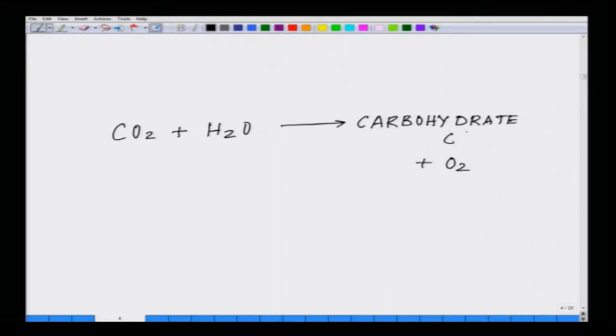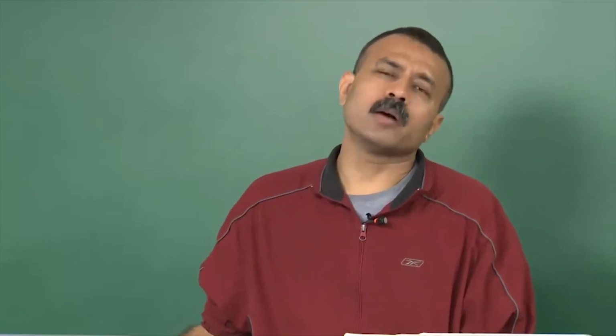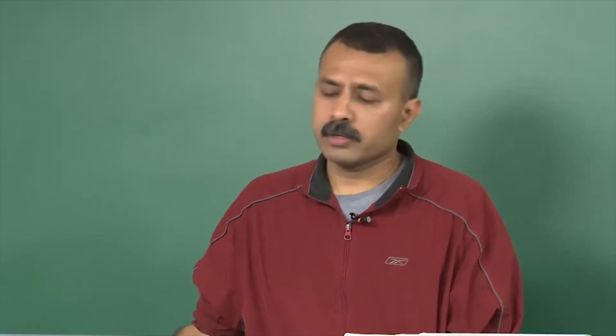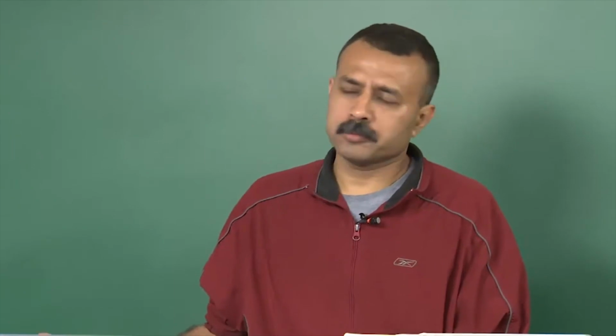So which is essentially what we are talking about is CO2 plus H2O forming CH2O and oxygen. So your raw material is carbon dioxide and water, which is abundant. Water is very abundant and carbon dioxide is also very abundant. And your output is carbohydrate, the glucose, the major source of energy, and oxygen, which ensures that we all breathe.